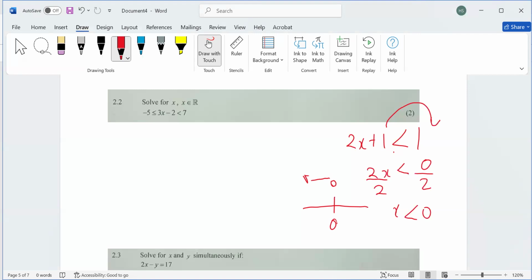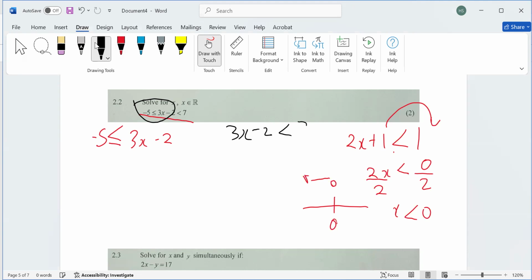Now let's look at this one here. This one is slightly complicated because we are given two inequalities at once. Now, if it's complicated for you, you can separate them. You can do it this way. You can say I have minus 5, which is going to be greater or equals to 3x minus 2. This is the first inequality. What is the other one? The other one says 3x minus 2 is going to be less than 7. So you have two sets of inequalities here. That's if it's complicated for you to do them concurrently. But the best way is for you to do them at the same time.